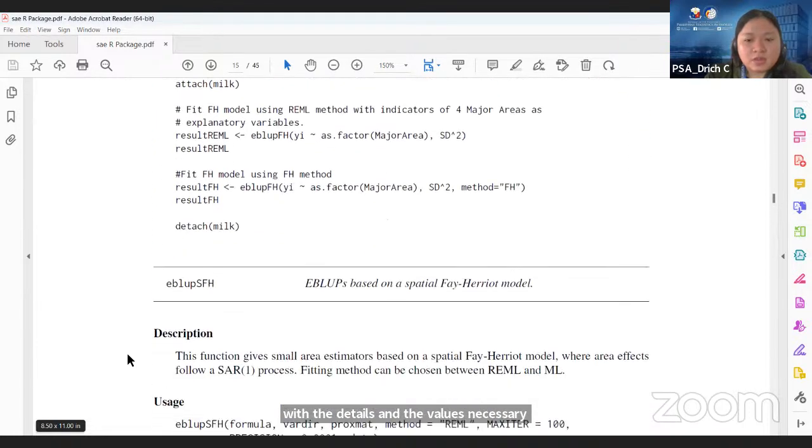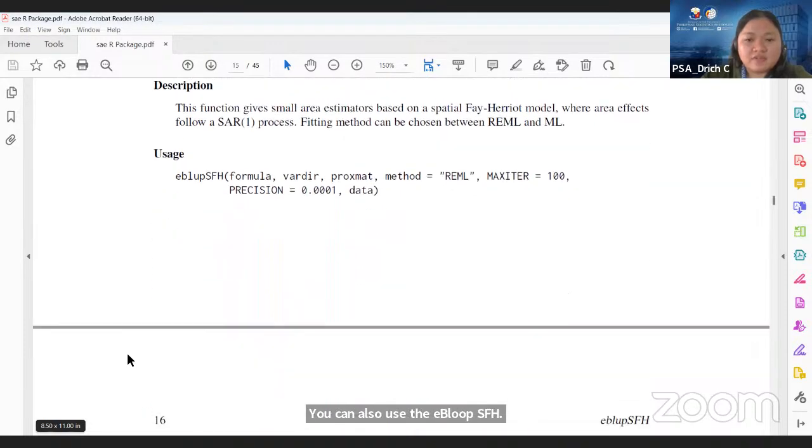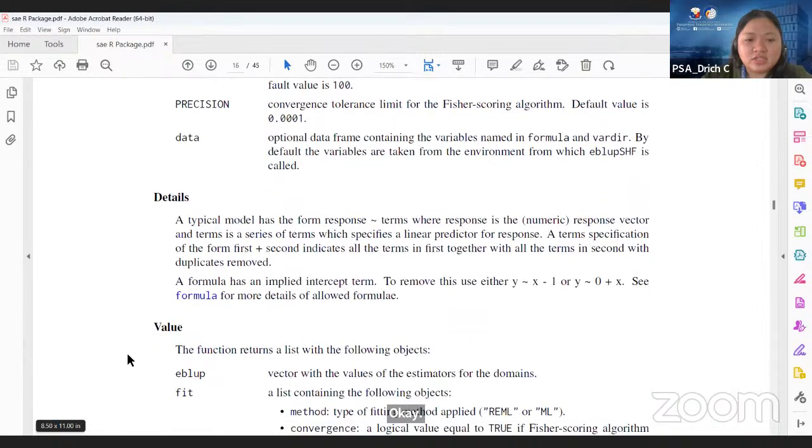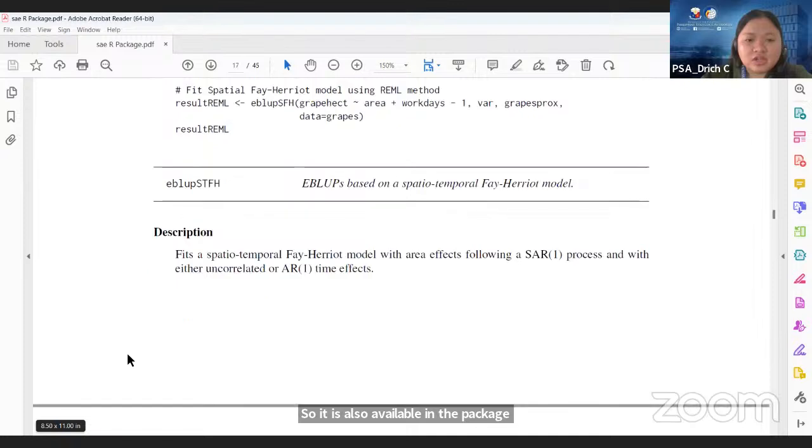Also, if you want to include the spatial variables, you can also use the EBLUP SFH. So it is also available in the package. And the spatiotemporal is also available in the package.